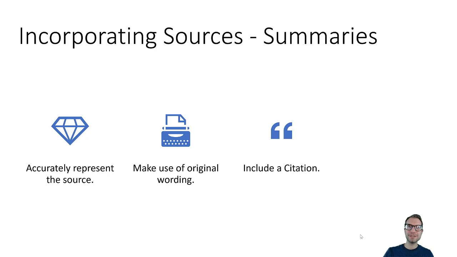You also need to include a citation at the end of the summary. Every time you refer to something that's not common knowledge or that is not your own idea, you need to include a citation. So even if you aren't directly quoting anything from the text, the citation still needs to be there. In a summary, you need to make sure that your writing is shorter than the original. You're not trying to refer to everything in the text, you're just referring to the most important ideas that are relevant to your paper.